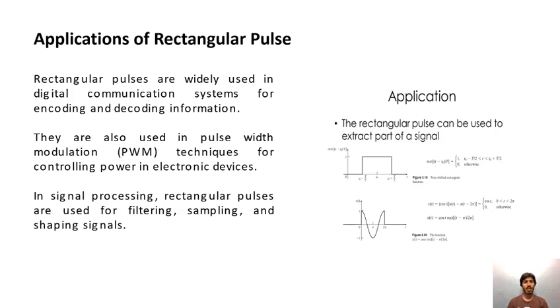Applications of rectangular pulse. Rectangular pulses are widely used in digital communication systems for encoding and decoding information. They are also used in pulse width modulation (PWM) techniques for controlling power in electronic devices. In signal processing, rectangular pulses are used for filtering, sampling, and shaping signals.